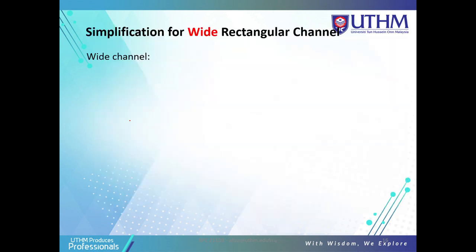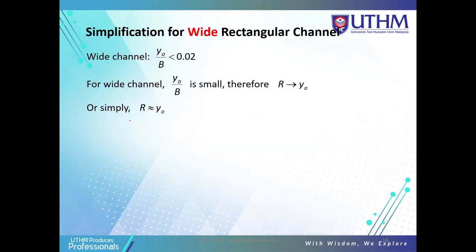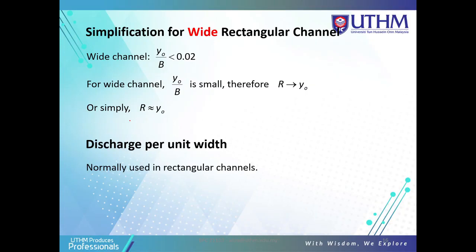So look at the simplification for wide rectangular channel. Wide, maksudnya lebar, it is wider. A wide channel means that y naught over b is less than 0.02. For a wide channel, y naught over b is small, therefore R is equal to y naught. So just remember that for a wide rectangular channel, R is equal to y naught.